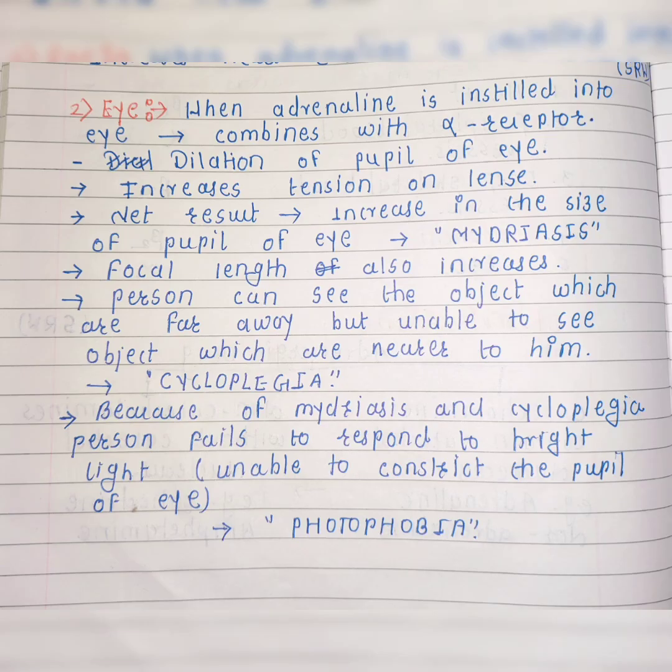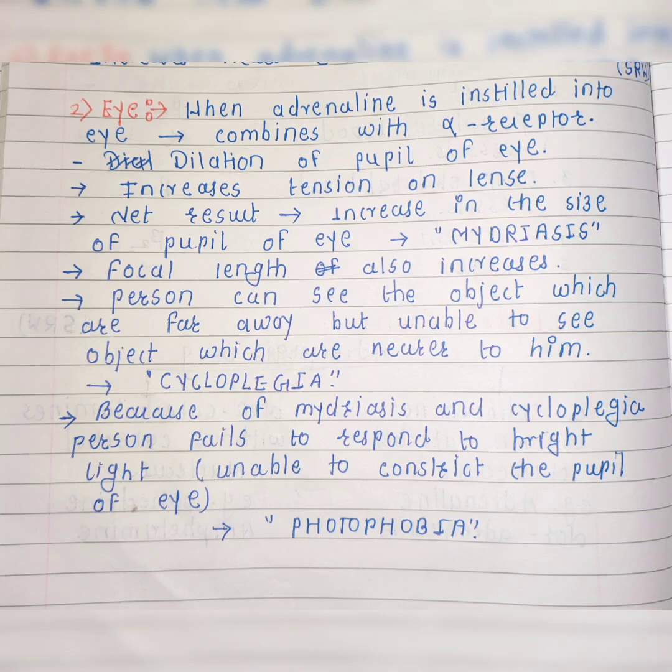When adrenaline is instilled into the eye, it combines with the alpha receptor of the eye. It produces dilation of pupil of eye, which causes increase in the tension on the lens. The net result is an increase in the size of the pupil of eye, which is known as mydriasis.